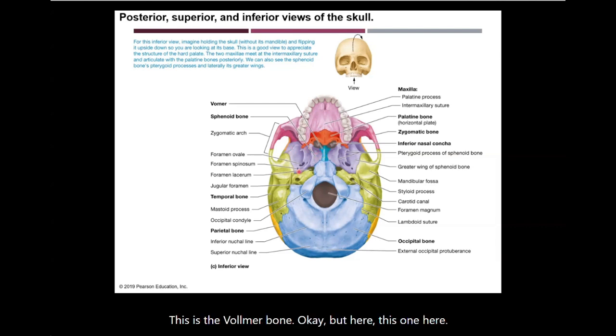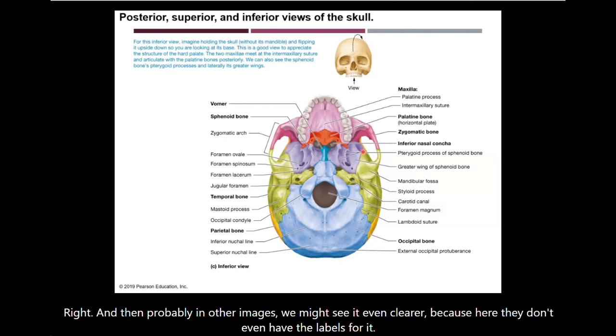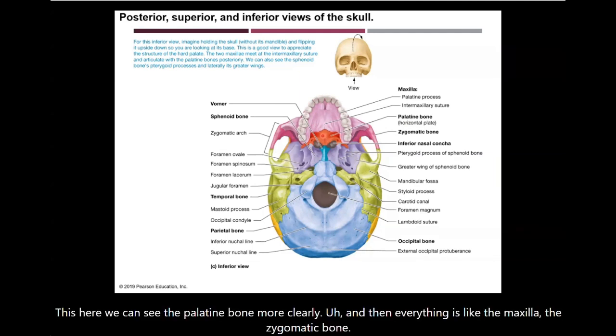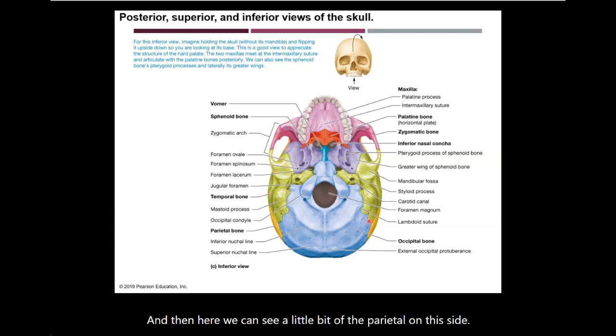But this one here, do you see you have a lesser wing and then a greater wing, right? And then probably in other images, we might see it even clearer because here they don't even have the labels for it. Okay, but this is gonna be the sphenoid bone. All right, everyone? And then the palatine bone that we kept seeing like just a dot of red, here we can see the palatine bone more clearly. And then everything else is like the maxilla, the zygomatic bone, and then here we can see a little bit of the parietal on the side. That's the occipital from this view.